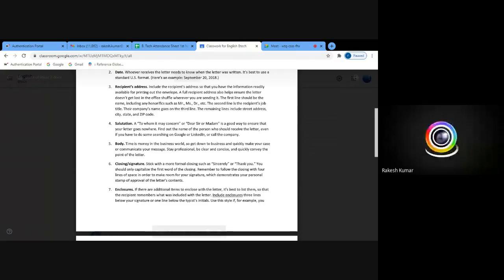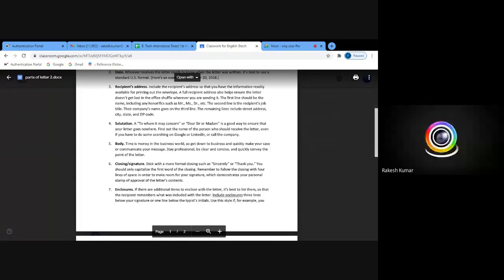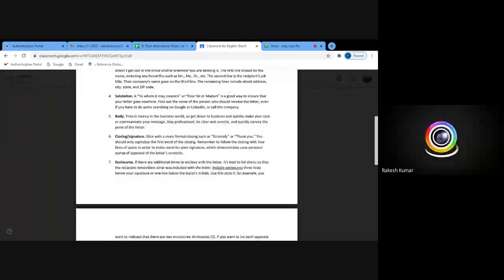Now here comes the main thing, called the body. Body means what you want to write in the letter. They are saying time is money in the business world. So get down to business and quickly make your case or communicate your message. Stay professional, be clear and concise, and quickly convey the point of the letter.